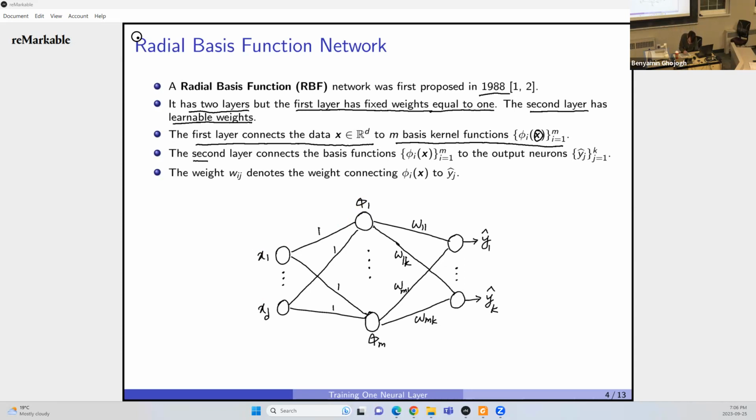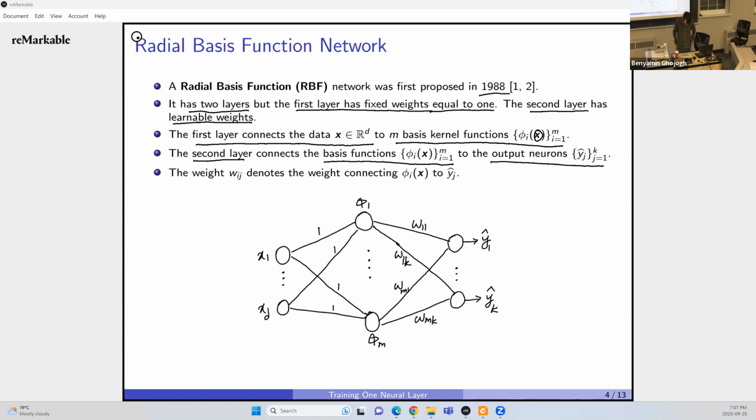Also, the second layer connects the basis functions phi 1 to phi m to the output neurons. Let's denote the output neurons by yj hat. Hat means that it's estimated, predicted by the network, where j goes from 1 to k. So k is the dimensionality of the output. D is the dimensionality of inputs, and m is the number of basis functions.